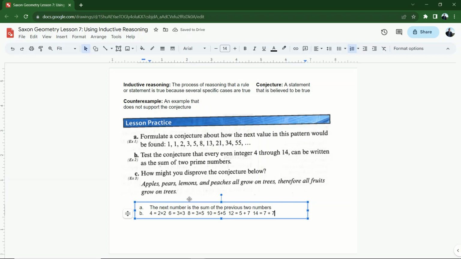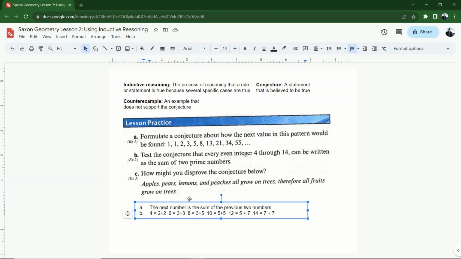Conjecture correct. Now that conjecture can actually become a rule, because we've shown that every single case we can look at is correct. So now I can deductively reason that every even integer 4 through 14 can be written as the sum of two prime numbers, because I've tested them all. Now, usually inductive reasoning is used on a larger set of data than just that. You don't just do it on a testable set of numbers. Let's take a look at the next one.